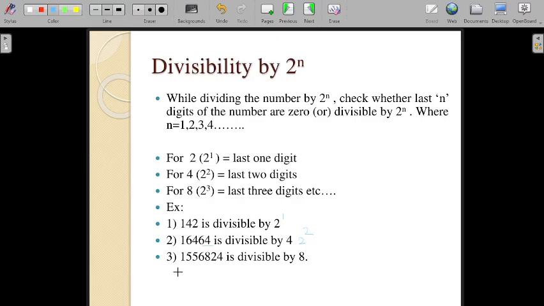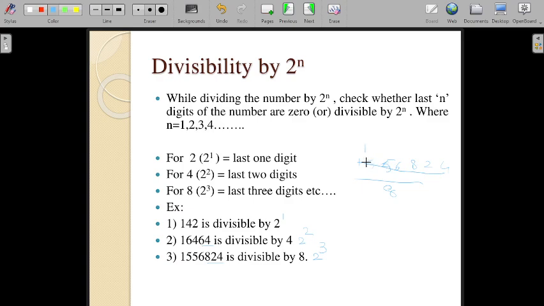And the third example, 8. 8 means 2 cube, that means 3 digits. So the last 3 digits should be checked. If the last 3 digits are divisible by 8, then the whole number is divisible by 8. Let's check it out. Here 824. Of course, 824 is divisible by 8. Let's check the whole number, for example 1556824 by 8.